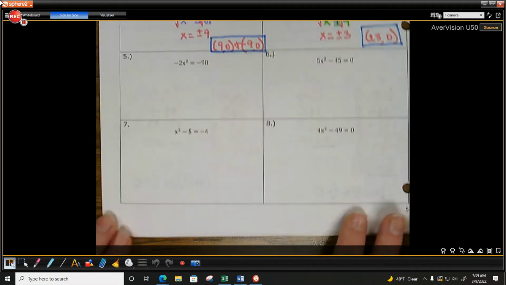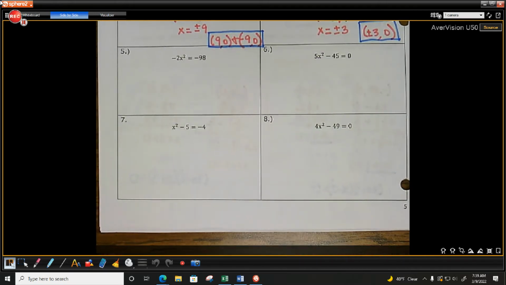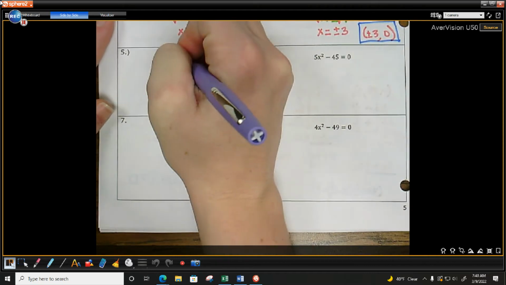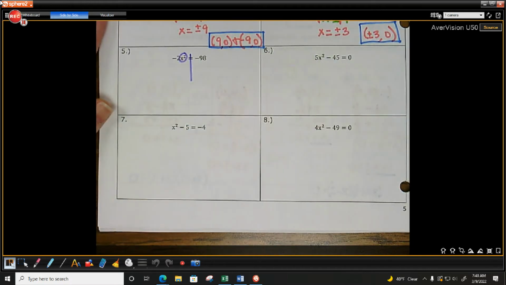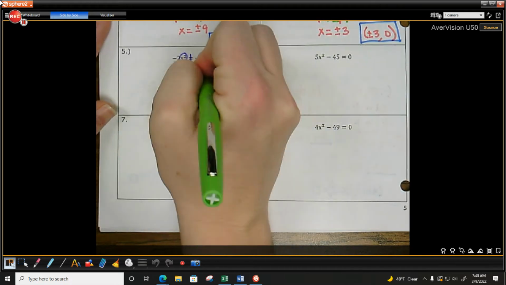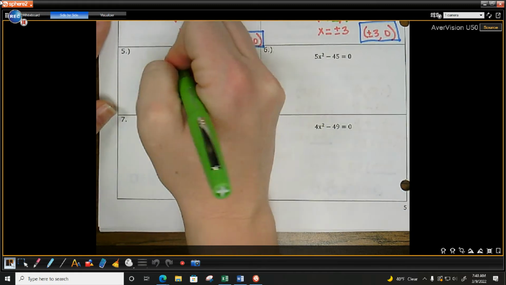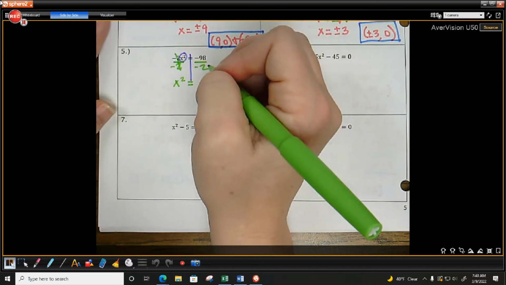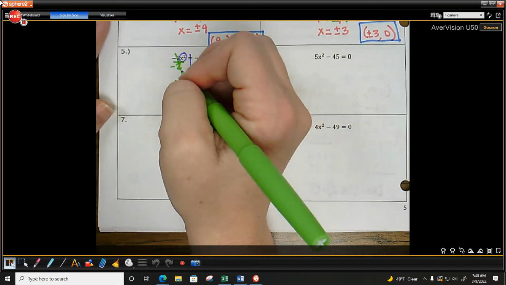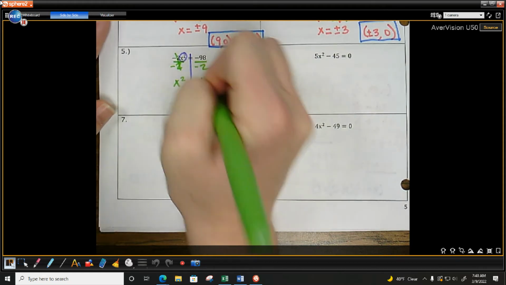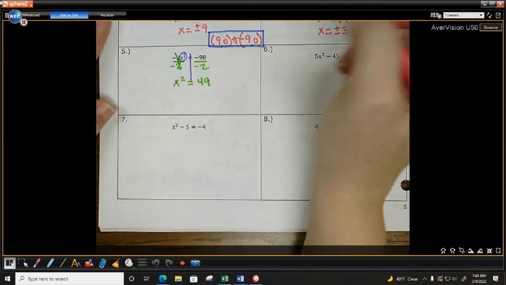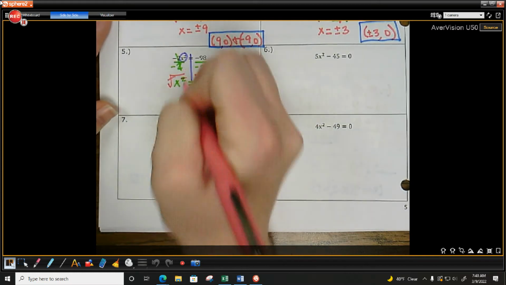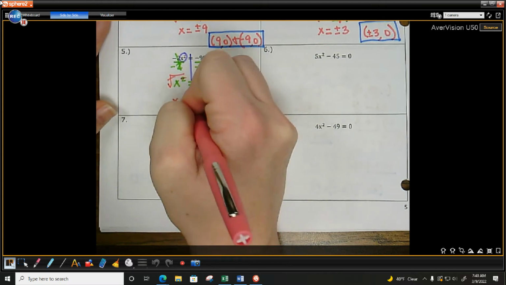Next one. Do I have a bx term? No. Draw your line through the equals and circle x squared. What are we going to do? Divide by negative 2. And we get x squared equals 49. What do I do to get the square away from the x? Square root it, and I get x equals plus or minus 7.